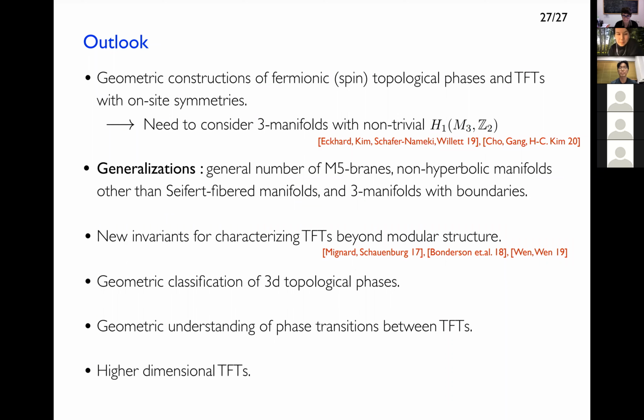Can I ask a question? Sure. Do you expect anything new to happen if you take (1,0) instead of (2,0)? Yeah, sure. But the problem is at this moment, we don't have a very systematic way to analyze the 3D theories if we use the (1,0) theory. If you use (1,0), then the problem is how to compactify this theory on a three-manifold.